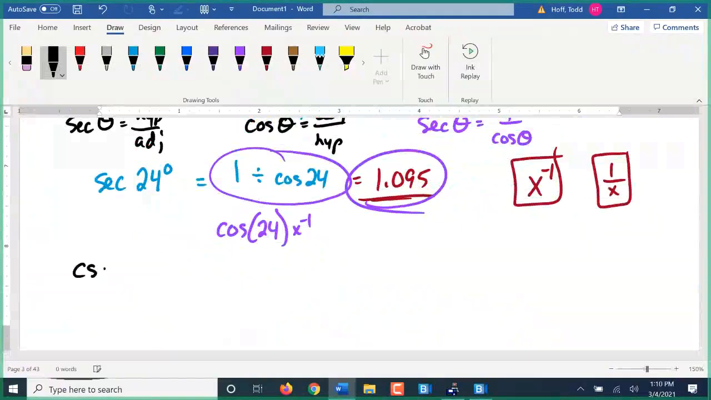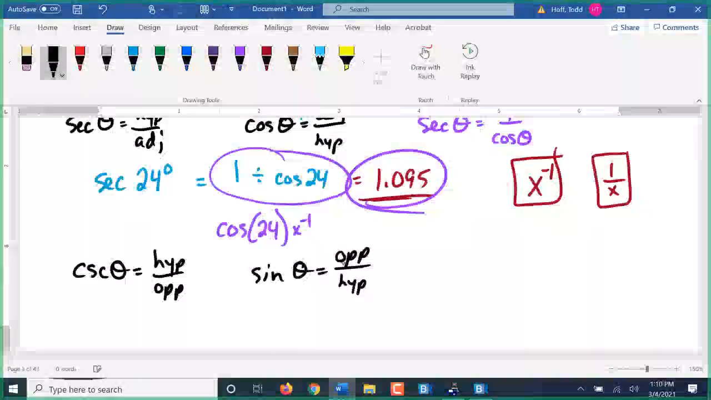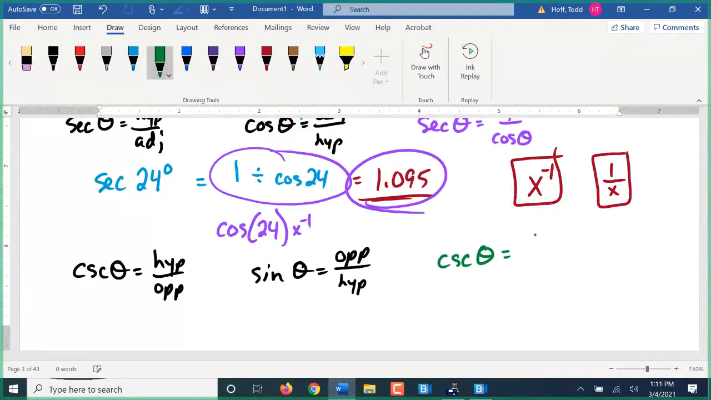The cosecant of an angle is the length of the hypotenuse divided by the length of the opposite side. Well, if I look at the sine of an angle, the sine is the length of the opposite side divided by the length of the hypotenuse. So here again, the cosecant is literally the reciprocal of the sine.